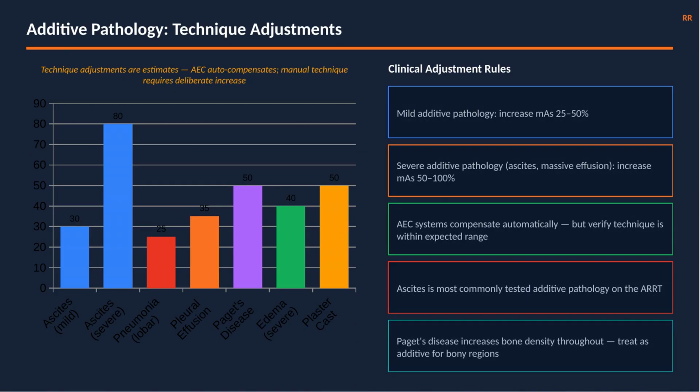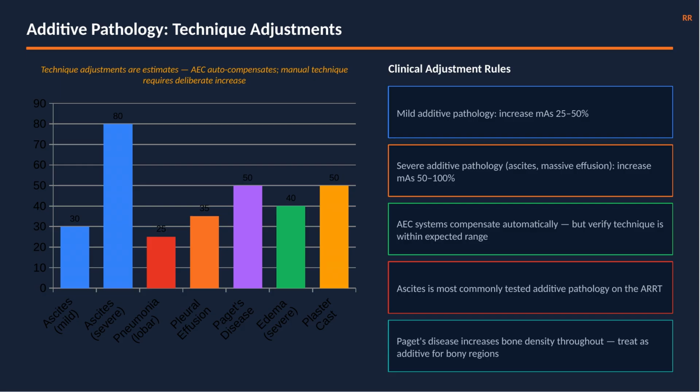The bar chart on this slide shows approximate MAS increases required for common additive conditions. These are approximate values. AEC systems compensate automatically, but the radiographer must understand why the technique changes. Mild ascites, approximately 30% MAS increase. Severe ascites, 80% or more. This is the most commonly tested additive pathology on the ARRT. Pneumonia, approximately 25%. Pleural effusion, approximately 35%. Paget's disease, 30 to 50%.